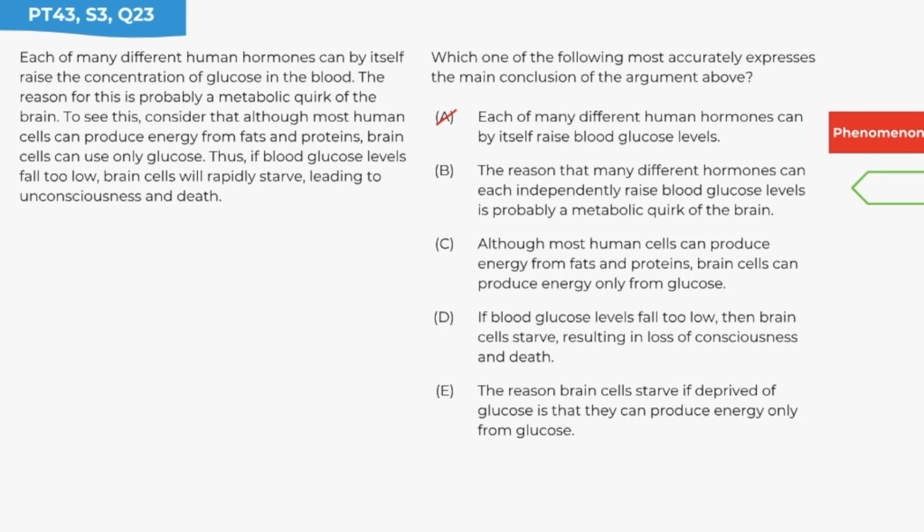Well, that's true, but that's too narrow to be the main point. That's a premise of this argument. Let's get rid of it. Answer choice D says, if blood glucose levels fall too low, then brain cells starve, resulting in loss of consciousness and death. That's the intermediate conclusion.